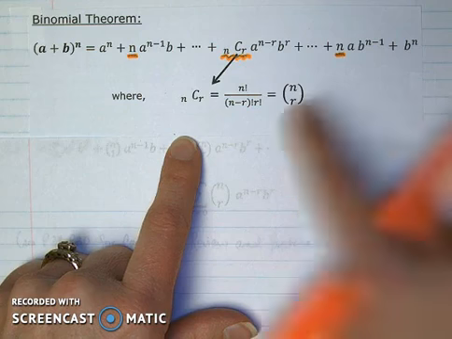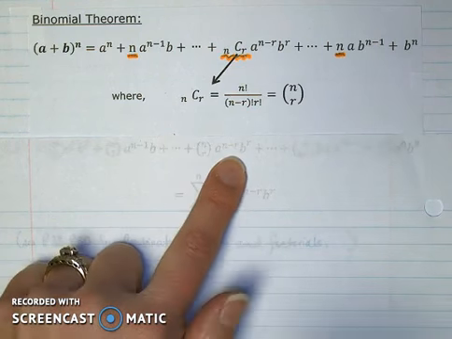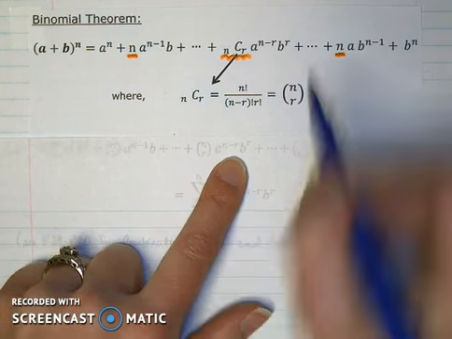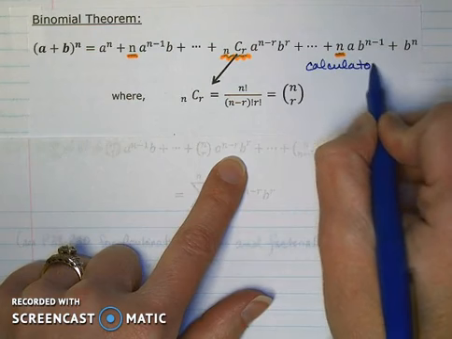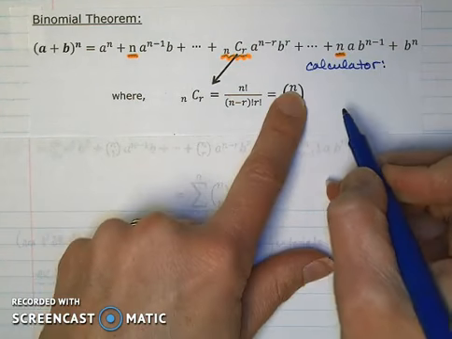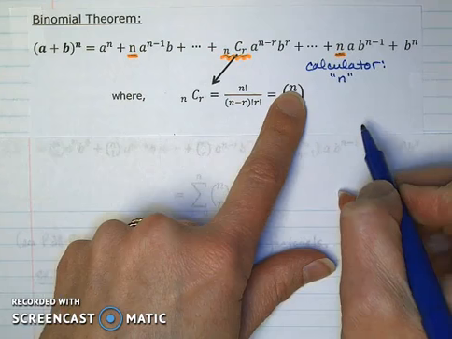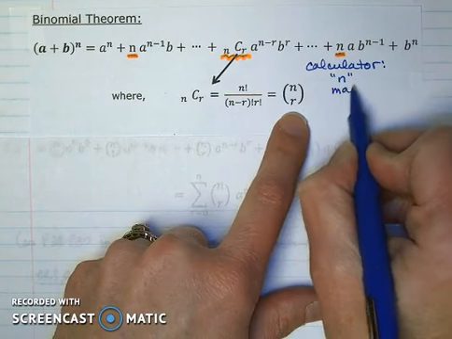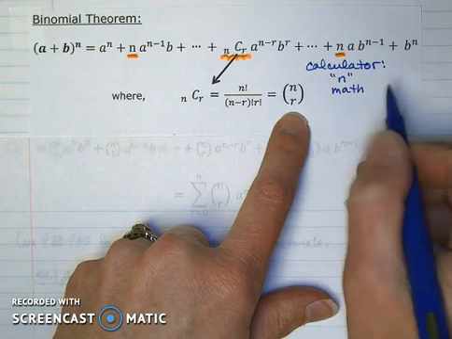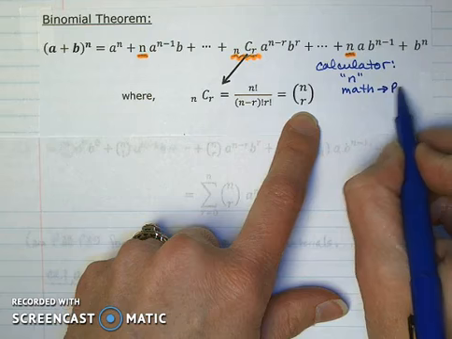Let me review the steps to put that in the calculator. So let me write this down. Calculator: you have to enter the n first. So you're going to put in whatever that n number is. Then you're going to go to Math, and you're going to go all the way over to the right, and you're going to select PRB.